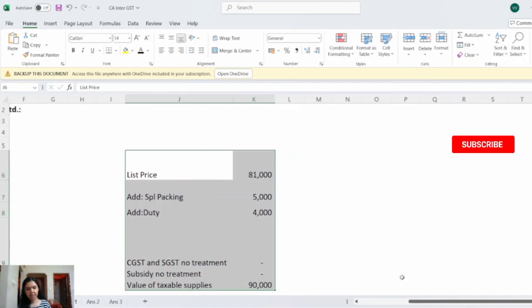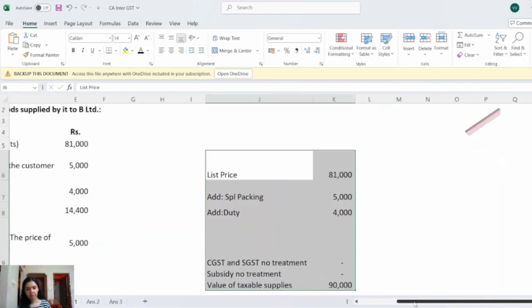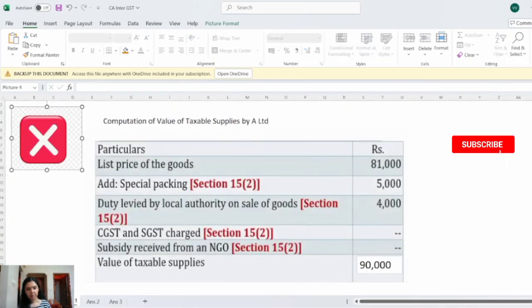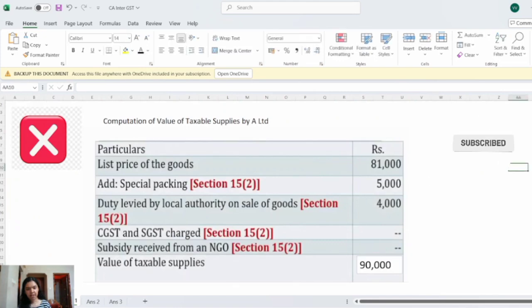Now let's go ahead and see what is the right method of presenting this answer. And we will also see what are the past mistakes done by students in the previous exams. So this is the first method in which the answer has been presented by a student. In this case you can see the final answer 90,000 is right. What the student has done here is list price 81,000, added special packing and mentioned the section number here, and added duty levied by local authority on sale of goods, rupees 4,000, and for CGST and SGST there is no treatment, subsidy also there is no treatment.